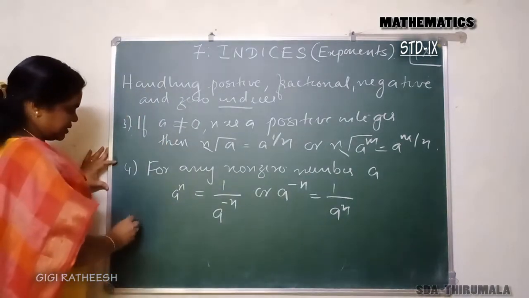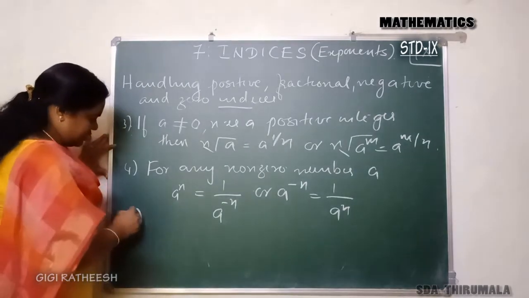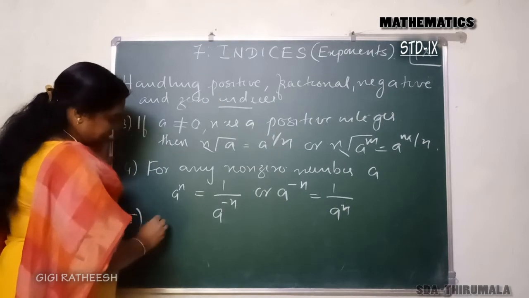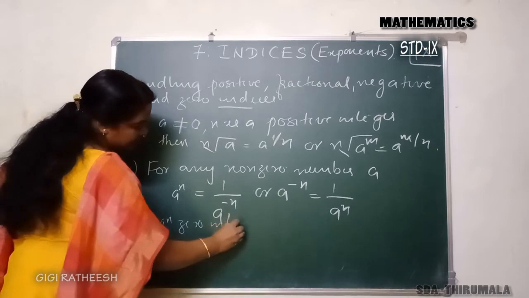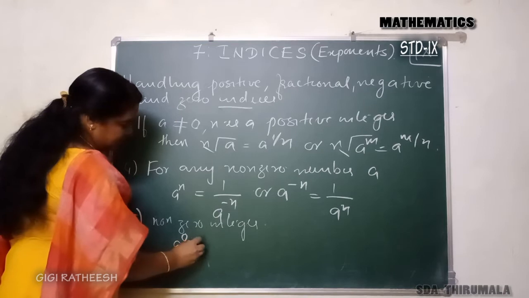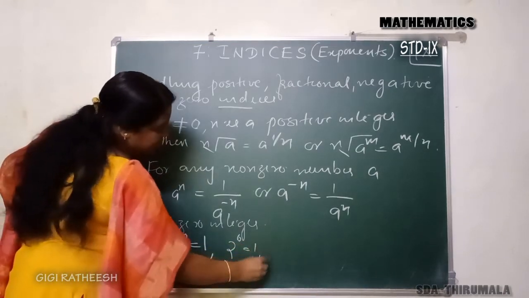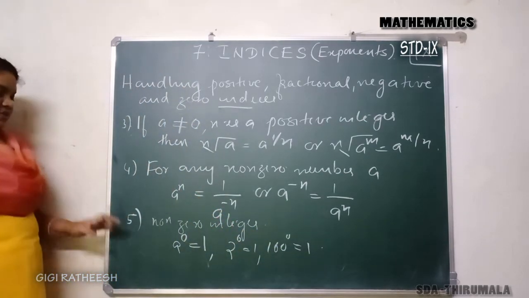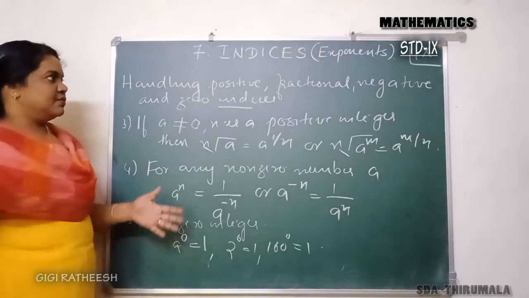And the last one is that any non-zero integer raised to the power 0 is equal to 1. That is, a raised to 0 is equal to 1. For example, 2 raised to 0 is equal to 1, 100 raised to 0 is equal to 1, etc. For any non-zero integer or variable, raised to the power 0 is equal to 1. These are the basic laws of indices.